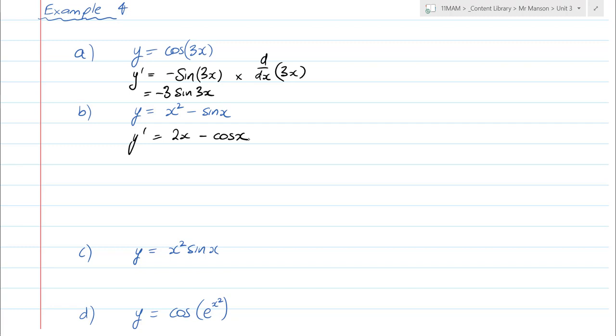Or you can think about it like this. Negative sine x goes to negative cos x. That helps. So I've made space there and I didn't really need to.